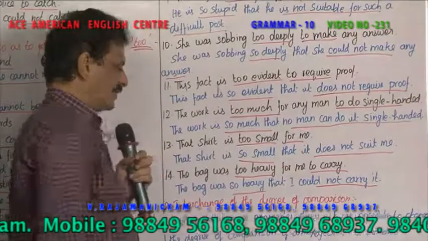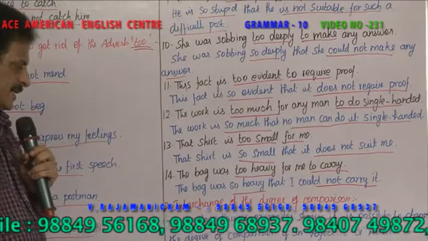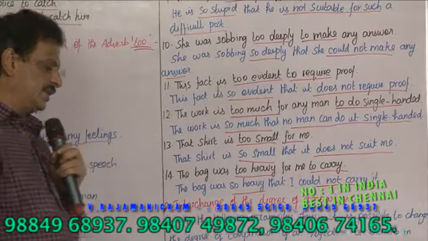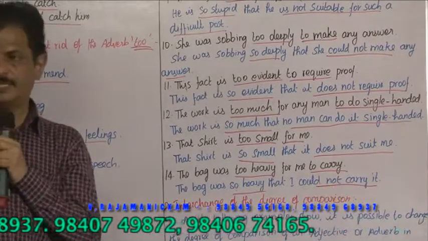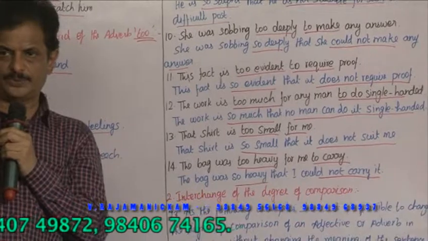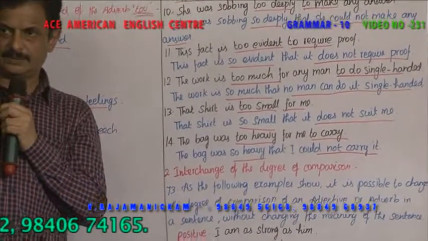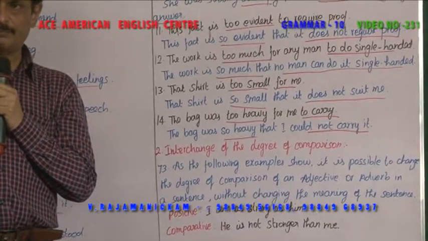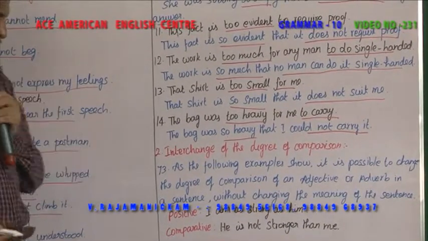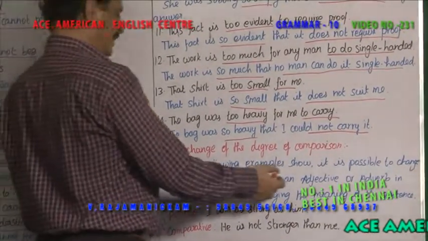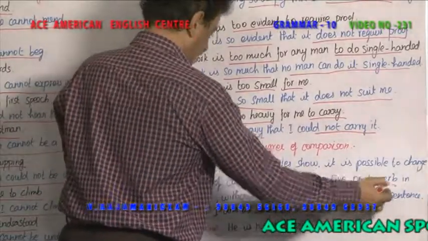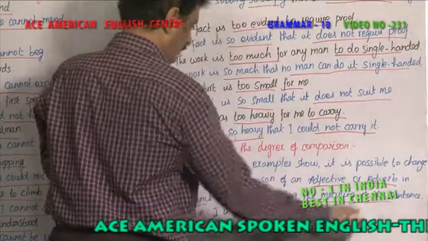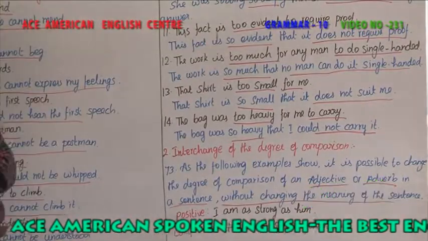Now, interchange of the degrees of comparison. As the following examples show, it is possible to change the degree of comparison. What is the comparison? You are comparing two nouns, two adjectives. When you go in for comparisons, the degree of comparison of an adjective or a verb in a sentence, you should change without changing the meaning of the sentence.